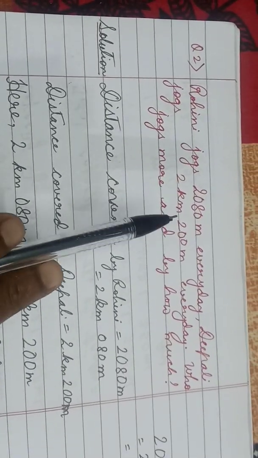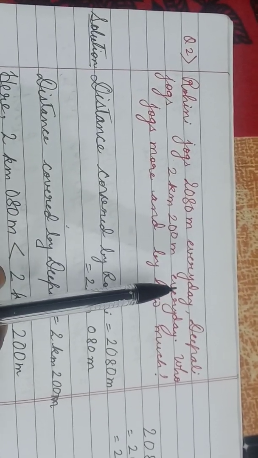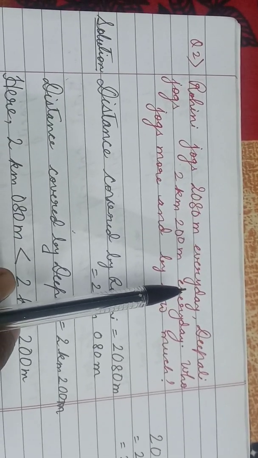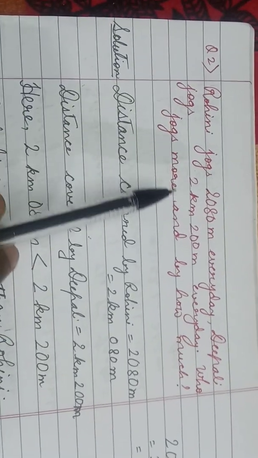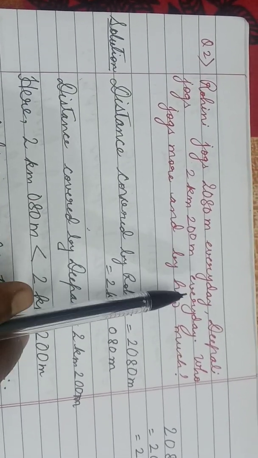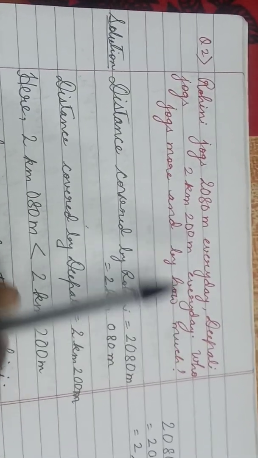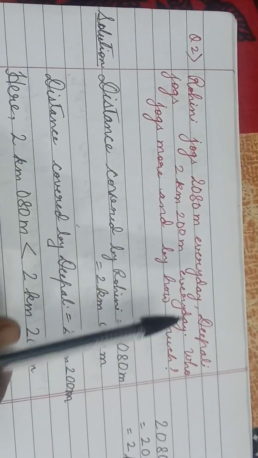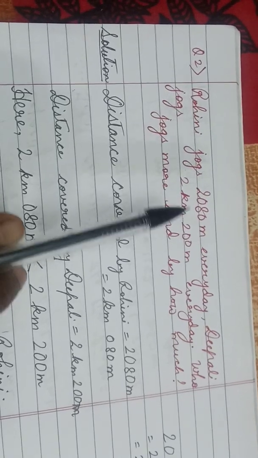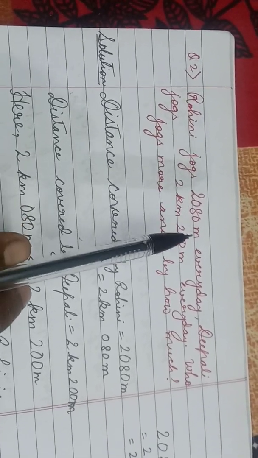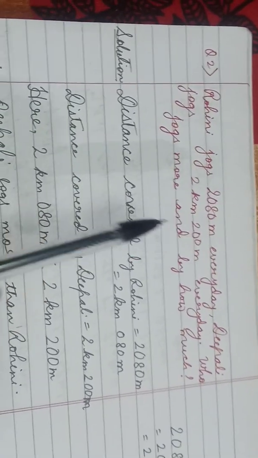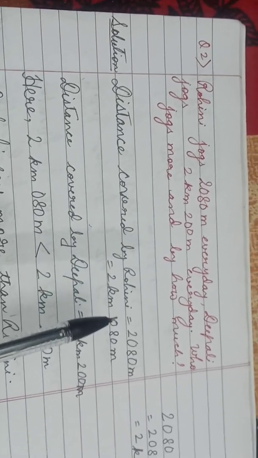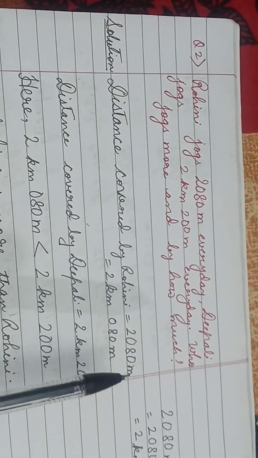Rohini jogs 2080 meter every day. Okay, we do jogging, no? Dipali jogs 2 km and 200 meter every day. Now, who jogs more and by how much? So, children, first of all, we will see Rohini. Okay, so the distance covered by Rohini, yes, right here, distance covered by Rohini 2080 meter.